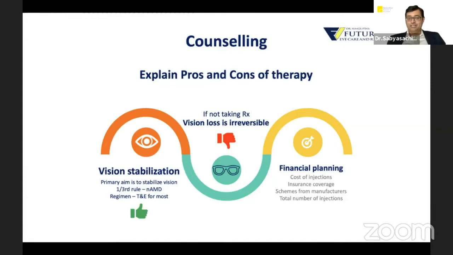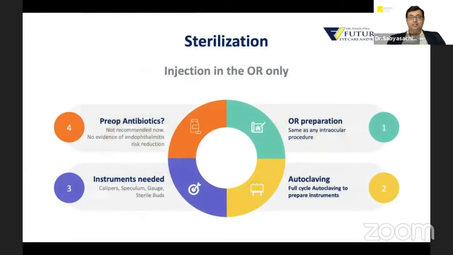So I think these things are important to get across while counseling. Then talking about sterilization, I think it's imperative that we inject in the OR only and not in the OPD, like in the West. A lot of people do that, but OR preparation has to be the same as for any other intraocular procedure. I think that is very basic and the minimum.